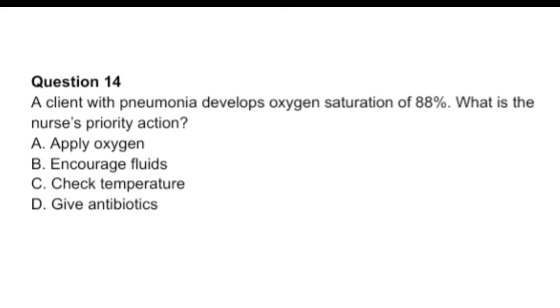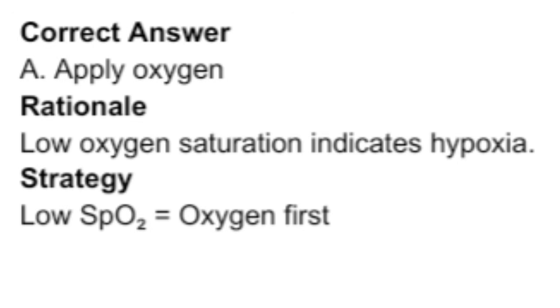Question 14. A client with pneumonia develops oxygen saturation of 88%. What is the nurse's priority action? A. Apply oxygen. B. Encourage fluids. C. Check temperature. D. Give antibiotics. Correct answer: A. Apply oxygen. Rationale: Low oxygen saturation indicates hypoxia. Strategy: Low SpO2 equals oxygen first.